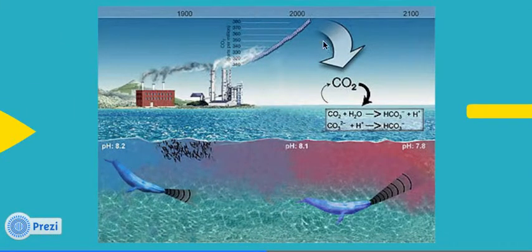Once the CO2 has entered the atmosphere, it's absorbed by the world's oceans. Here, a chemical reaction happens and acid is formed. This acid is what lowers the ocean's pH.